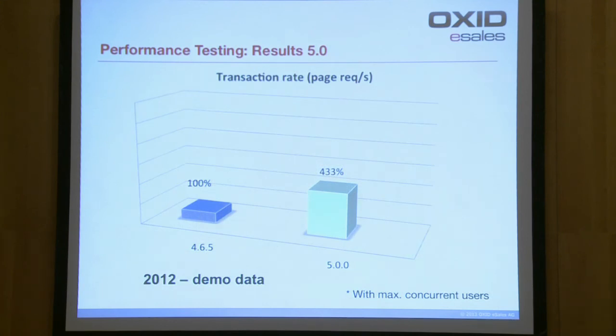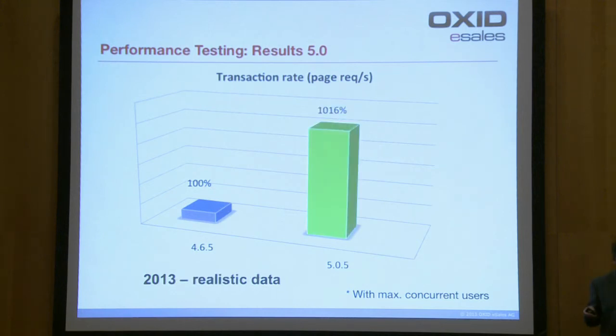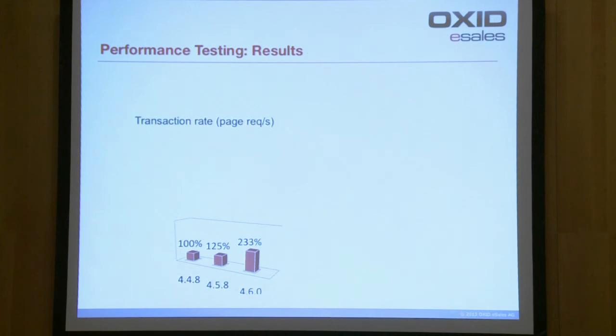Another comparison. We did the 5.0 last year, transaction rate. It was again 4 times faster than the 4.6.5, or better said, it could handle more than 4 times more requests per second than the shop before. If you look now, it is 10 times faster. Again, it has a lot to do with your data. The more data you have, the higher this will be. Again, Milchmädchenrechnung.